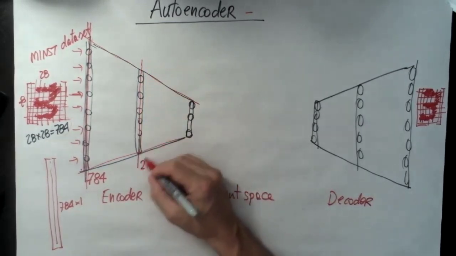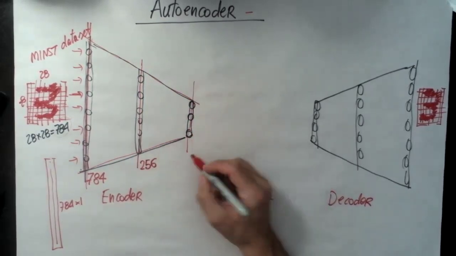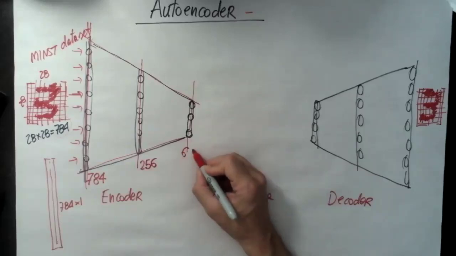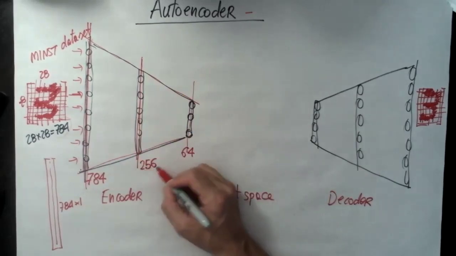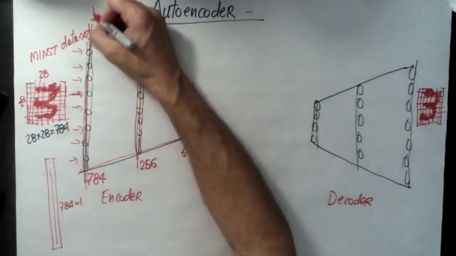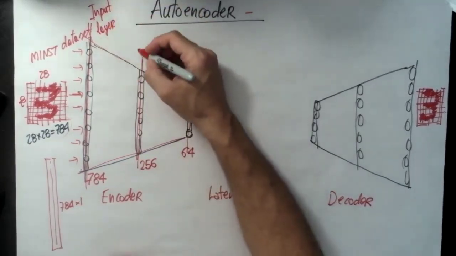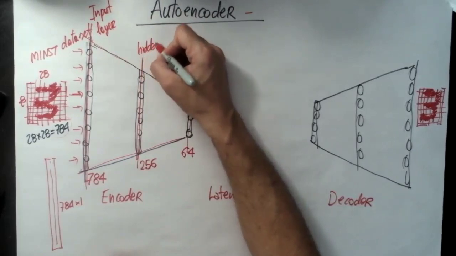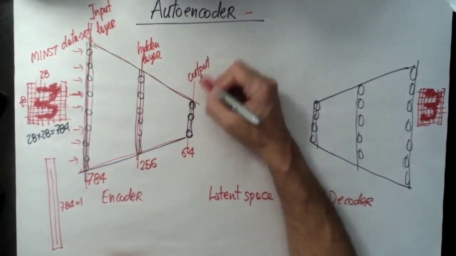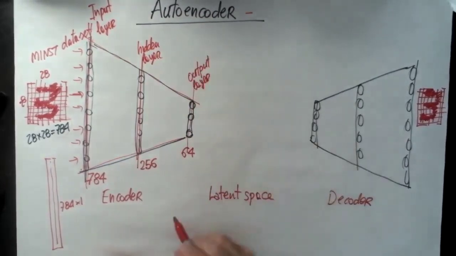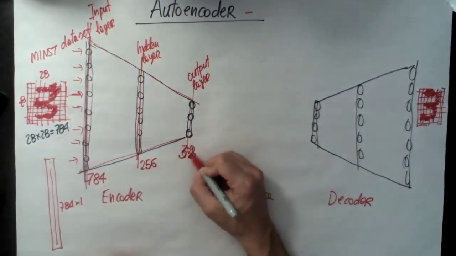of 256 values, and then the last one here we end up, for example, with 64. So this is basically the input layer. Then here we have a hidden layer. And this is the output layer. And for example, here we can even reduce them more drastically to 32.